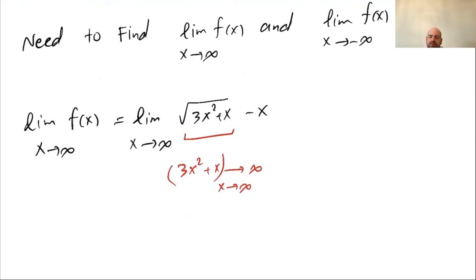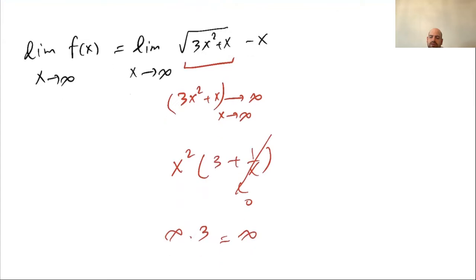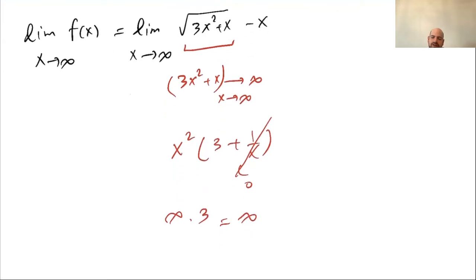But we saw that you can easily calculate this. You just need to take the highest power out, which is x squared, times 3 plus 1 over x. Then as x goes to infinity, this goes to 0, and then infinity times 3 will be infinity. So that's why I'm saying that the limit will be infinity as x goes to infinity. You can write down this justification for this part.